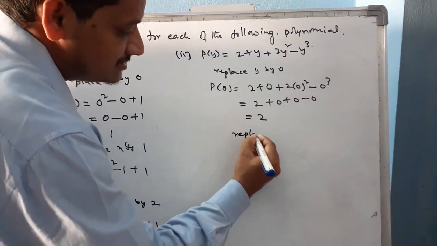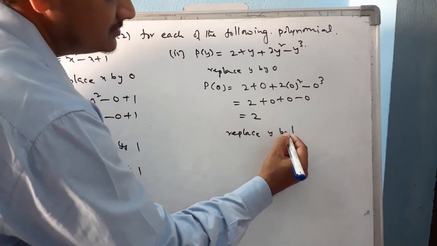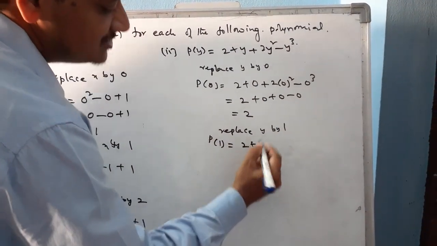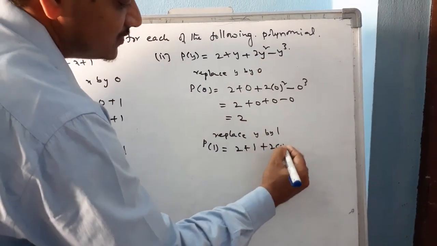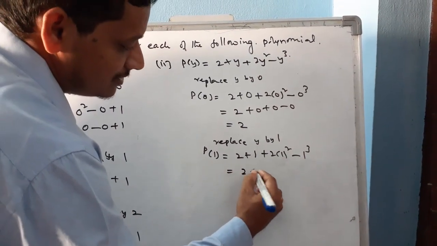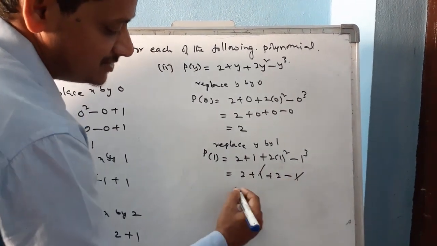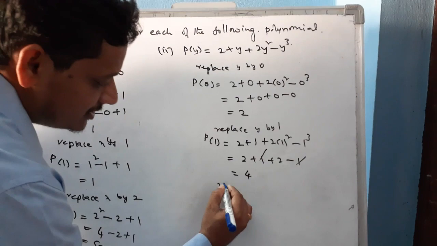Replace y by 1. So p of 1 is equal to 2 plus y means 1, plus 2y square, y square means 1 square, minus 1 cube. So that is 2 plus 1 plus 2 minus 1. Minus 1 will be cancelled. 2 plus 2, 4.